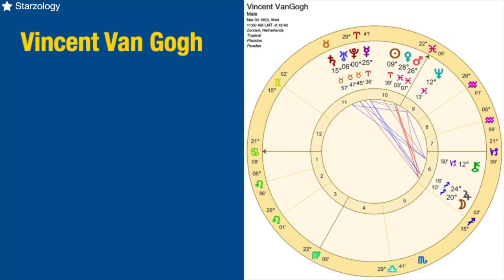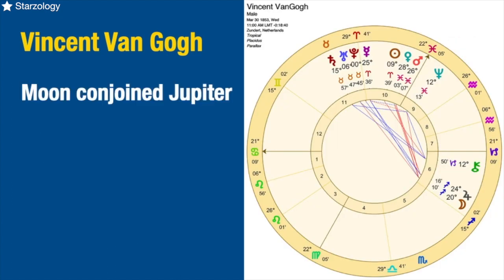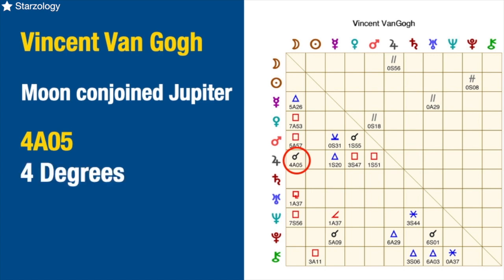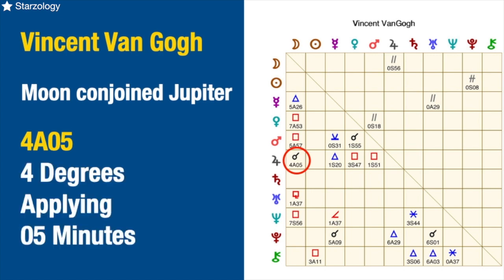Let's have a look at another one. He's also got the moon conjoined Jupiter. So there it is. So what we have is, there's your symbol there. You go down the moon column across the Jupiter row to the conjunction. It's 4A05. Now we clearly know this means 4 degrees applying 05. So that is an applying conjunction between the moon and Jupiter.